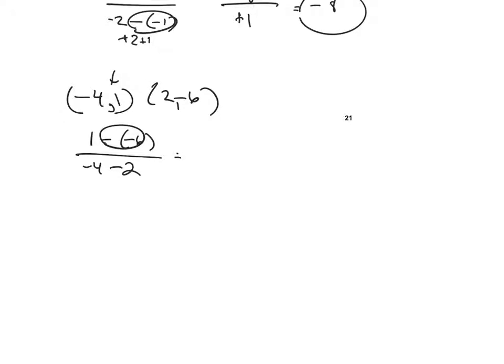What's negative minus negative become? It becomes addition, so this should be 1 plus 6. And then negative 4 and a negative 2 should be negative 6. So this will be 7 over negative 6, or negative 7/6. Negative 1 and 1/6 would be the slope.